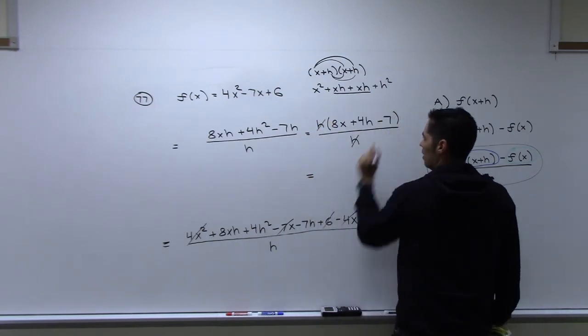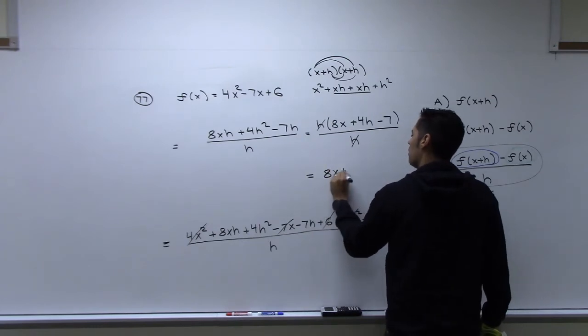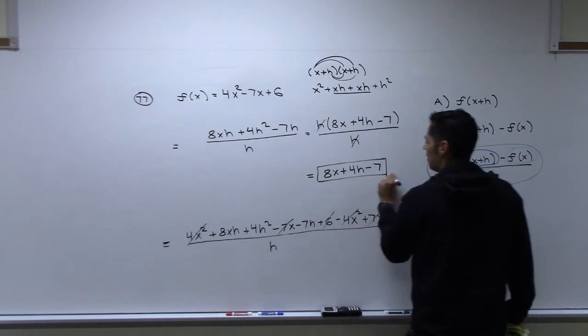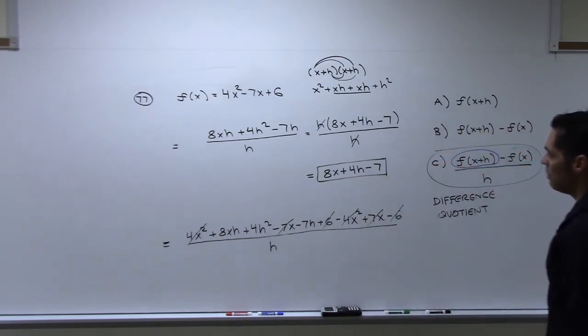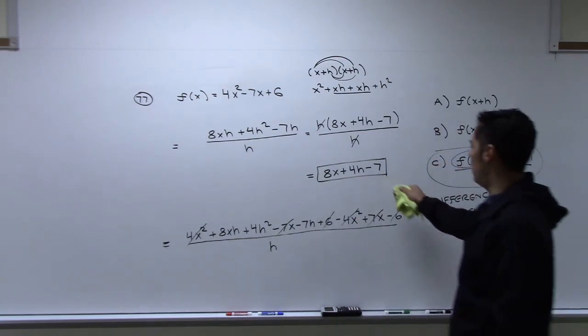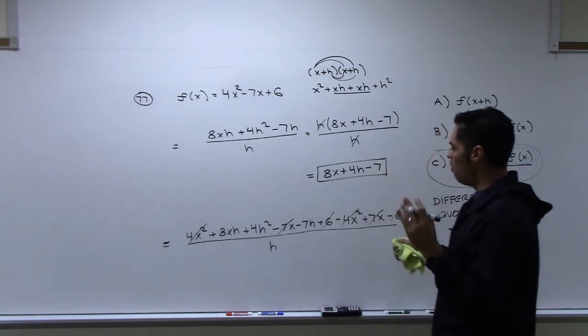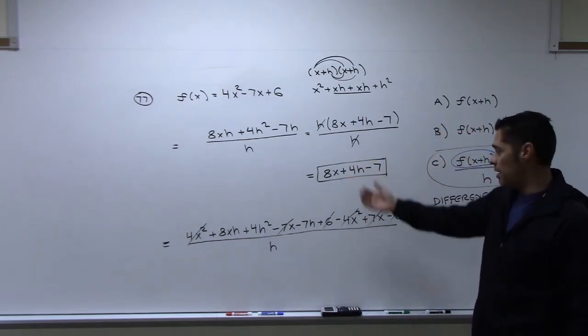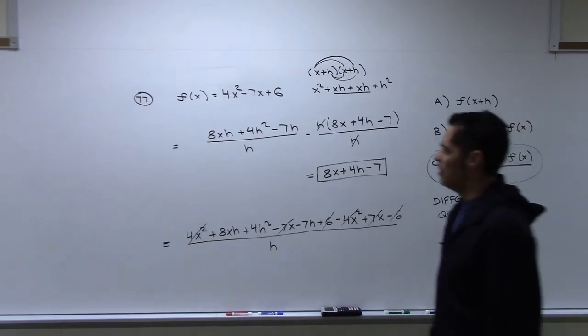And all that's left is this: 8x plus 4h minus 7. So check this out. That's our answer. It looks kind of ugly, but that's our answer. Notice in the previous problem, our answer was 4. But in this problem, it's some weird, crazy thing. We have 2 variables in here. That's all right. That's going to happen sometimes.